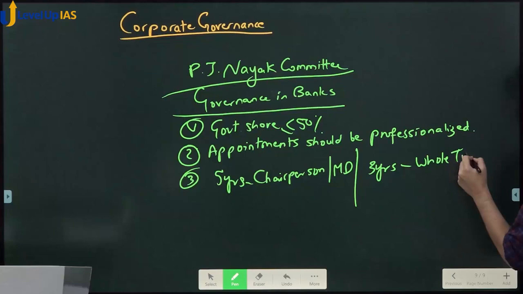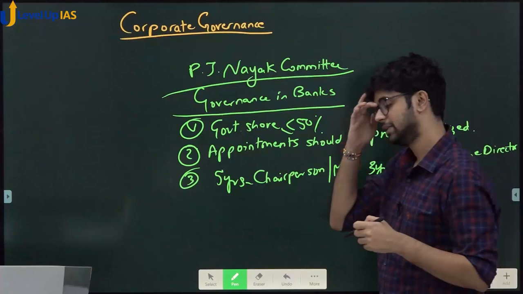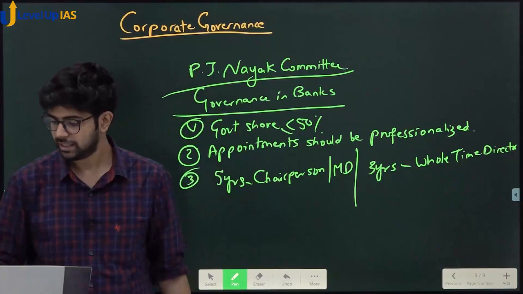For example, every player in the cricket team is a player, but only one person is a captain. So he is a captain, he is a player. Simple. Okay. Whole-time director. He is a director, whole time, 3 years. Very important: merge banks.